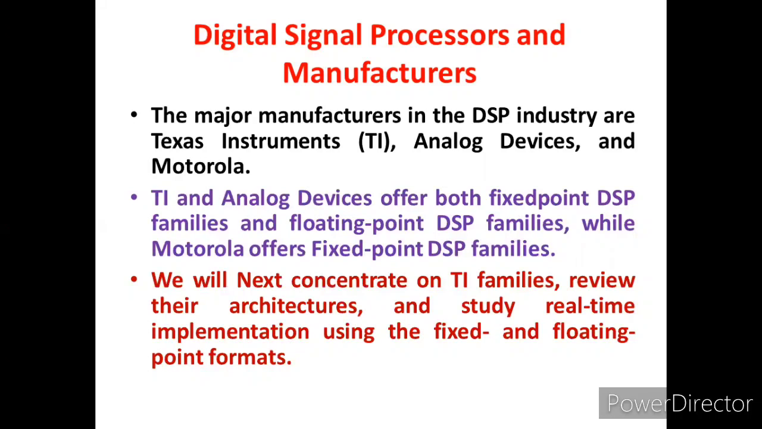The major manufacturers in the DSP industry are Texas Instruments, Analog Devices, and Motorola. These are some of the companies manufacturing digital signal processors in today's industry. TI and Analog Devices offer both fixed point and floating point DSP families, while Motorola offers a fixed point DSP family. So the industry, in the way they design their processors, concentrates on two important parameters: fixed point DSP and floating point DSP.